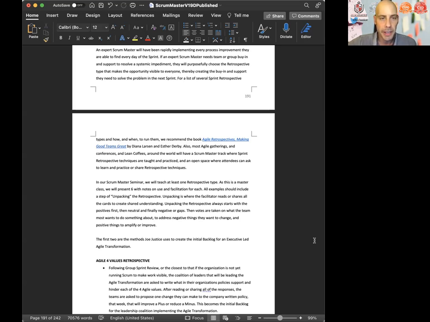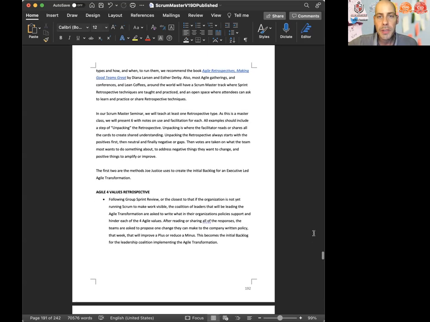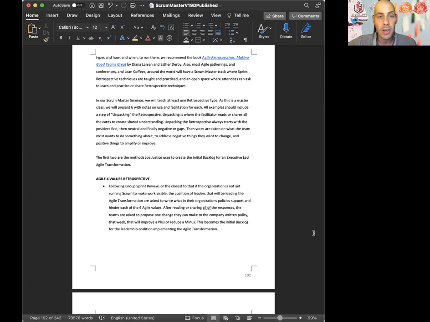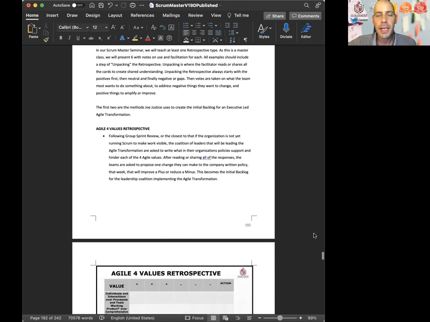For a list of several retrospective types and how and when to run them, we recommend the book Agile Retrospectives: Making Good Teams Great by Diana Larsen and Esther Derby. Also, most Agile gatherings and conferences and lean coffees around the world will have a Scrum Master track where sprint retrospective techniques are taught and practiced, and an open space where attendees can ask to learn and practice or share retrospective techniques. In our Scrum Master seminar, we will teach at least one retrospective type. As this is a master class, we will present 6 with notes on use and facilitation for each.